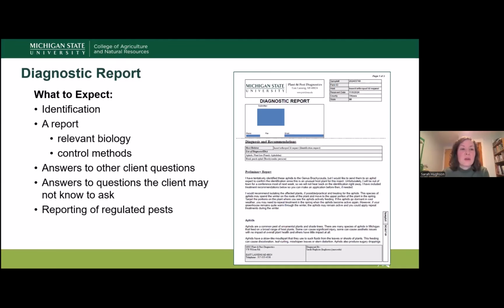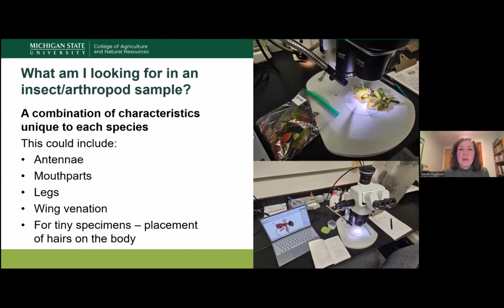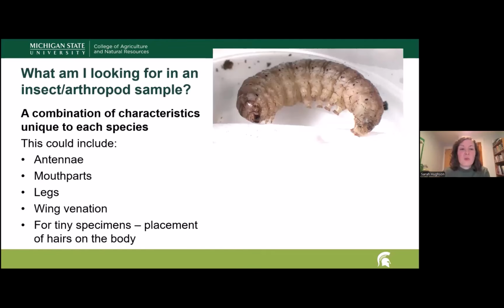Okay, so let's talk about the diagnostics portion. When a sample comes into the lab, the first thing that I'm going to do is put that under the microscope, whether that's a plant or an insect. I'm going to look at the characteristics of that, and I'm going to look at the injury that I see on the plant matter. So what am I looking for in an insect sample? I'm going to use this nice little cutworm as an example here. What I'm looking for with insects is a unique combination of characteristics that are unique to that individual species or a particular group of insects.